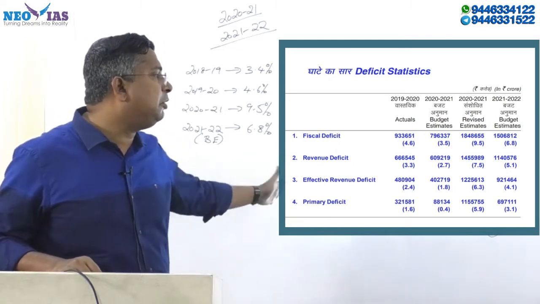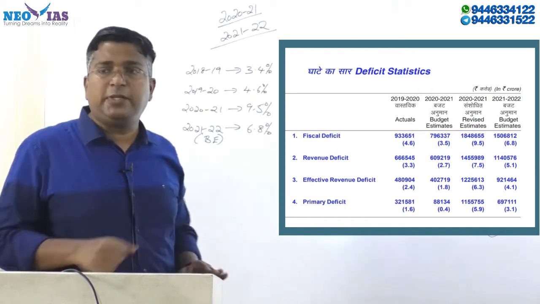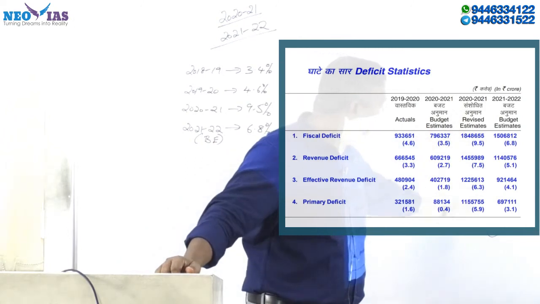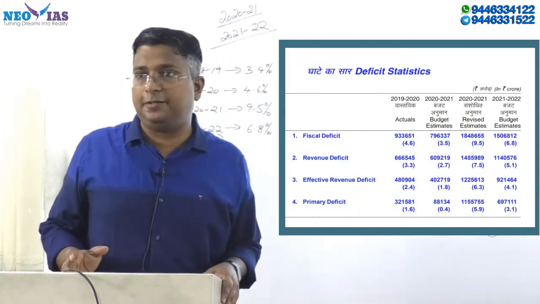Regarding primary deficit, they are not discussing it, but I discussed that at that time. What is special about the year 2021 is that all the 4 deficits are above 5%. That one point you need to note down. I discussed it earlier.